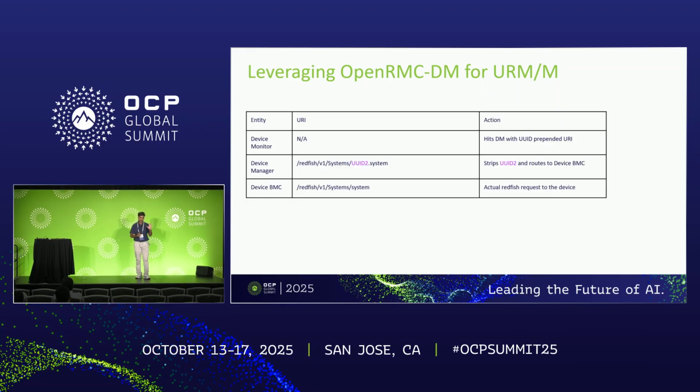This table just represents what I was describing. Device monitor does not have a notion of URI. It invokes the device manager with the UUID prepended URI. At the device manager, I would receive the UUID prepended URI, I would strip the UUID and route it to the actual device BMC. And now the actual device BMC would process this request and respond back. And the reverse mapping happens all the way so that the origin receives what it needs.